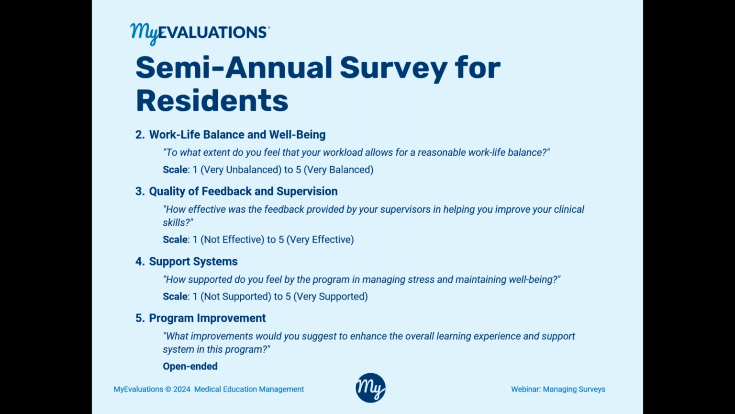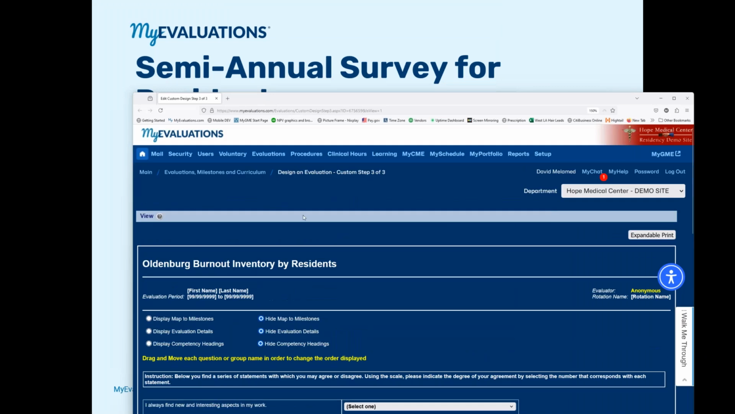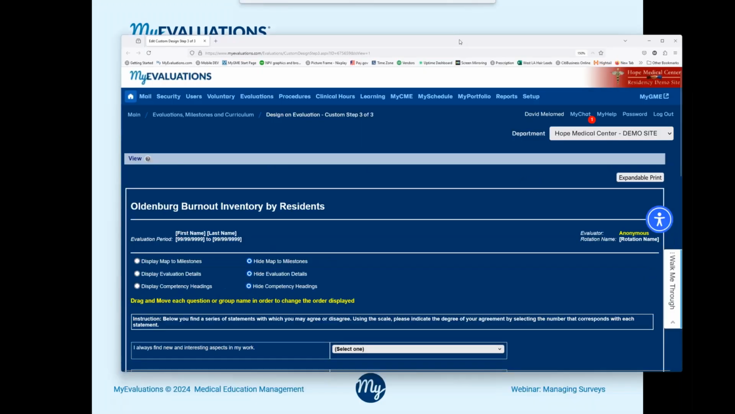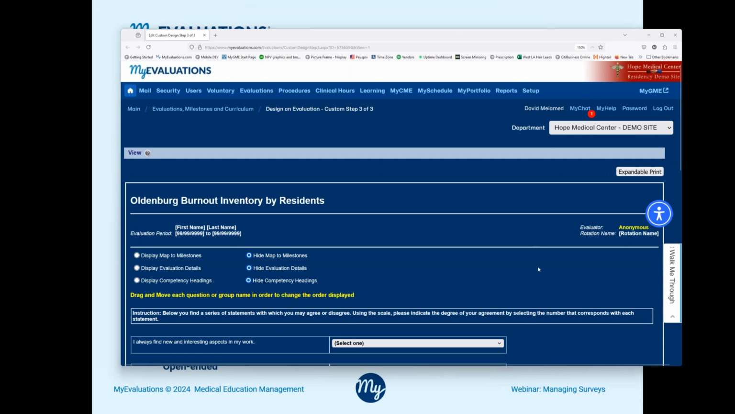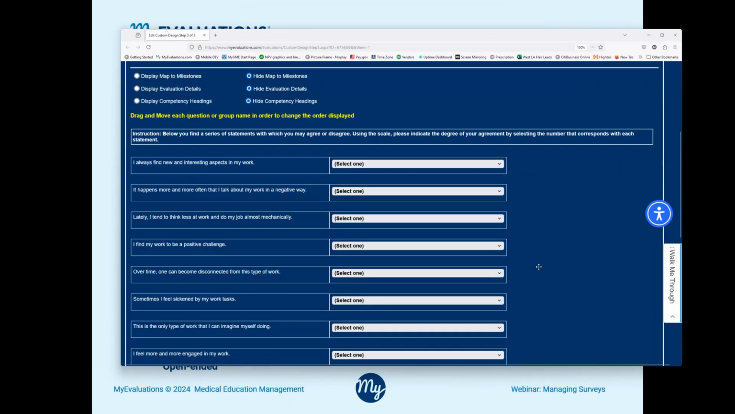And then what do you do with that? If, let's say, on the work-life balance, you get responses on the lower side of the scale, where people feel that they are very unbalanced or poorly balanced, well, that becomes an excuse for you to then utilize one of the surveys we have within the system, which we'll talk about later on, such as the Oldenburg Burnout Inventory by residents. This survey allows you to hone in overall on well-being balance within the program.